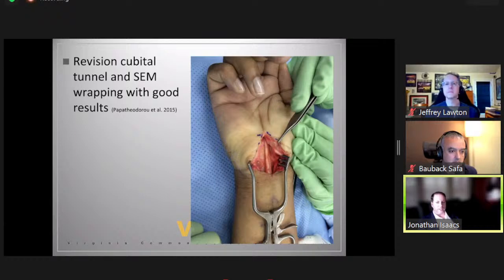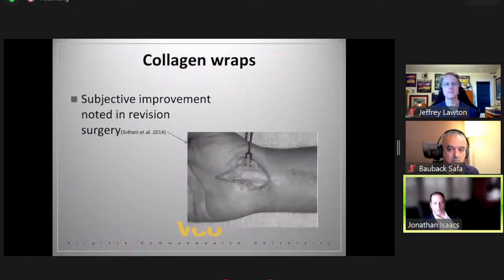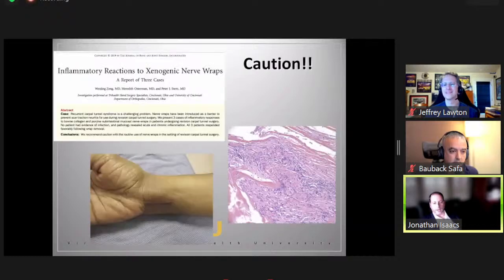For at least the SIS and the collagen, there are several case series that show you do a revision surgery and you wrap one of these around the nerve. I know these are carpal tunnels and not cubital tunnels, but it's the same principle. And you can get good results. I accept that they're not controlled studies. I don't know that I would take either one as superior to another approach, but certainly you can use these and get good results.